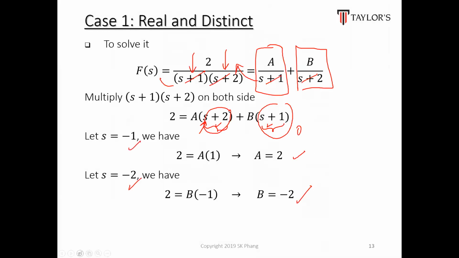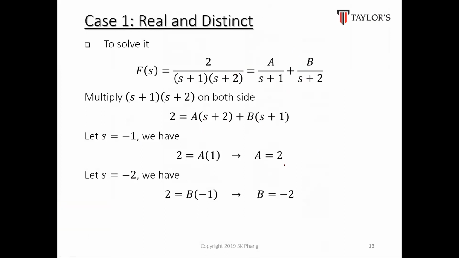Let me clear the screen here, it's a bit too messy. You have the final answer, which equals 2 over s plus 1 minus 2 over s plus 2. All right, because you have found out what your a and your b are.